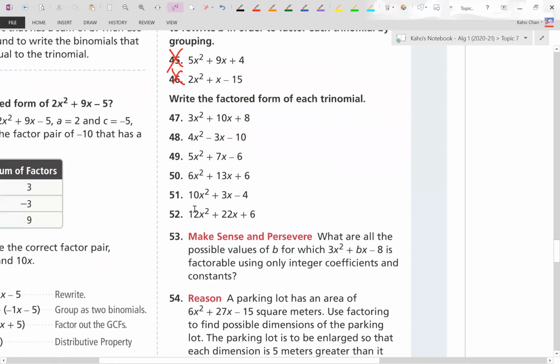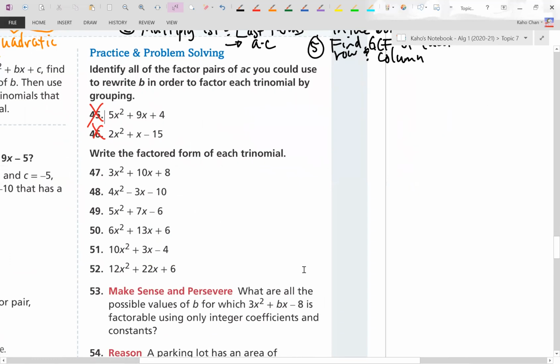So I'm going to give myself plenty of room here. In fact, I'm going to borrow some of the room for the number 45 area. Let's do 47 first. Good luck, everybody. Here we go. 47. Draw a box.